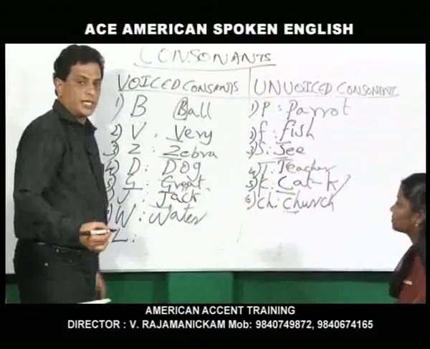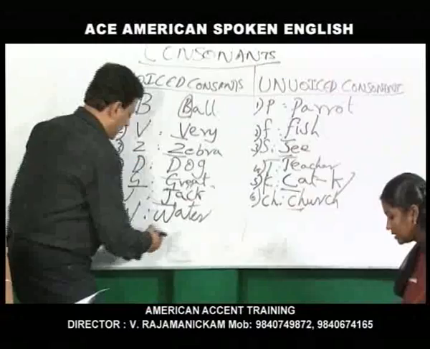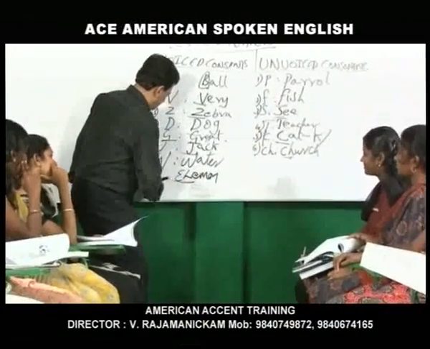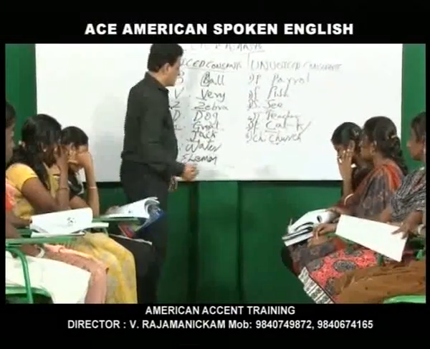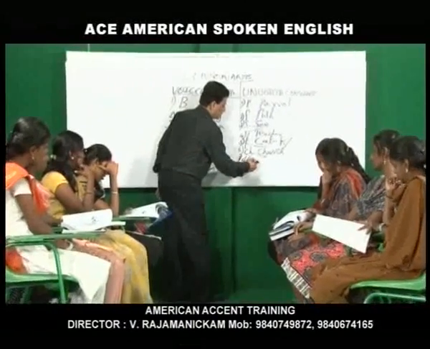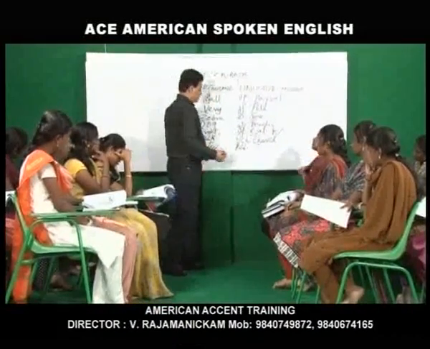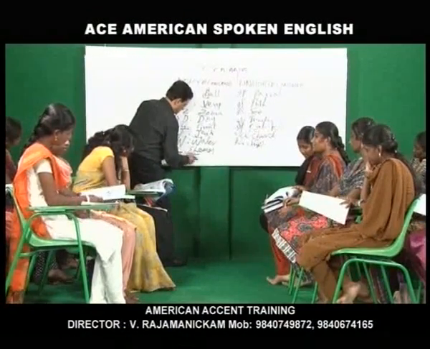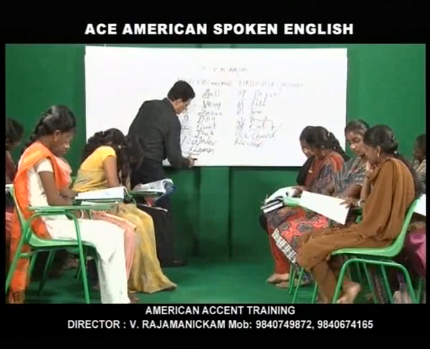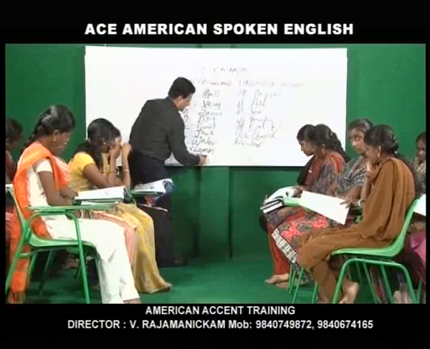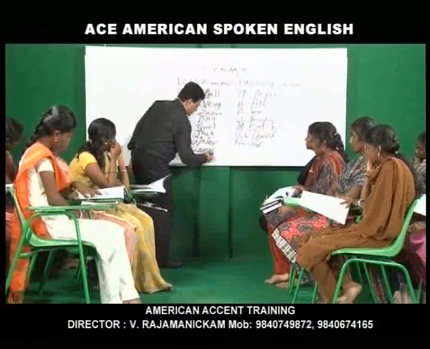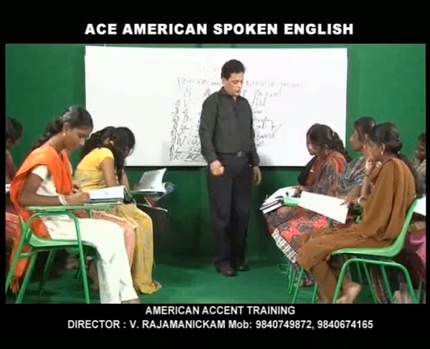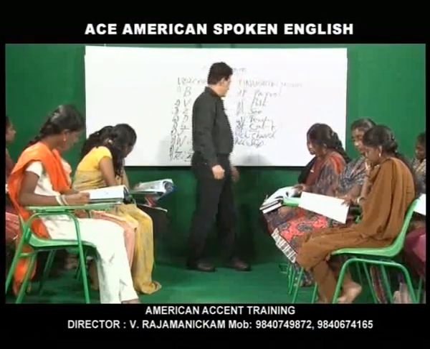Then after W, what is the next one? L. You pronounce it as EL. It is a voiced consonant. How do you start a word with L? Lemon. What is the partner for that? SH. SH is pronounced as sh, ship. Then what is the next one? R. R is a voiced consonant. With R, any word? Reach.